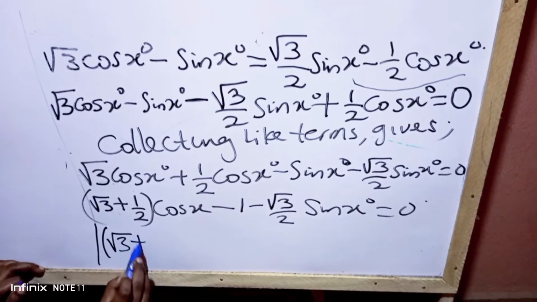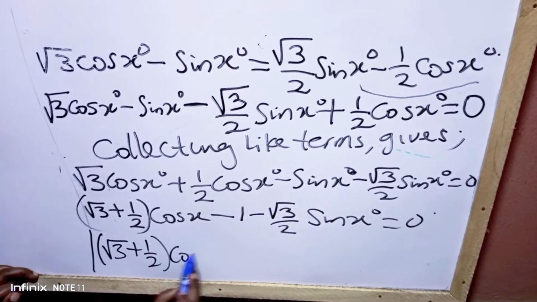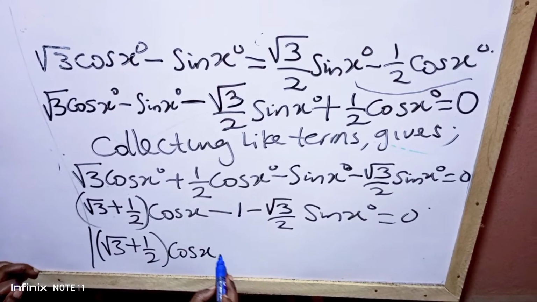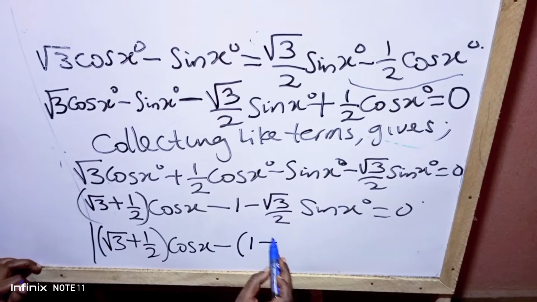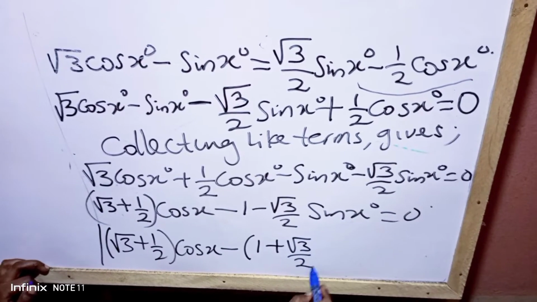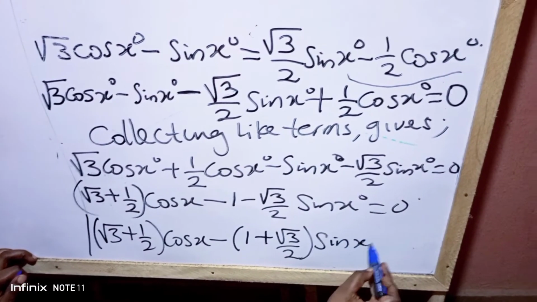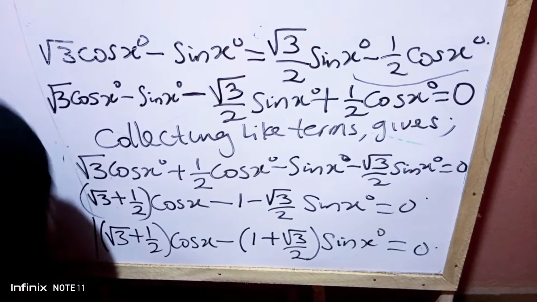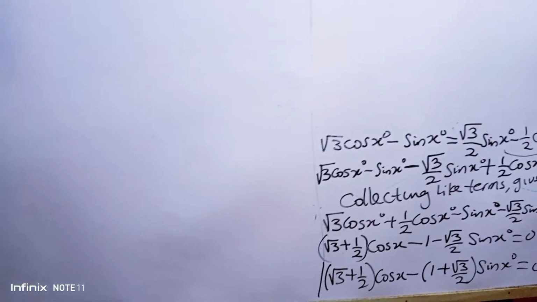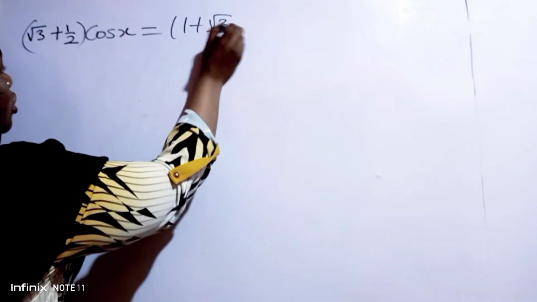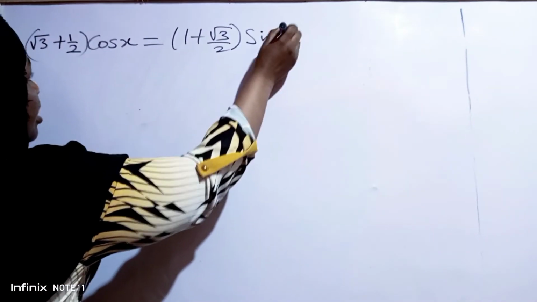Root 3 plus 1 over 2, then cos x. Then let's factorize minus out. We have minus into bracket 1 plus root 3 over 2, then sine x degrees. Everything is equal to 0. So from here, we can now say that root 3 plus 1 over 2 cos x. So let's take sine to the other side. So we have plus 1 plus root 3 over 2, then sine x.